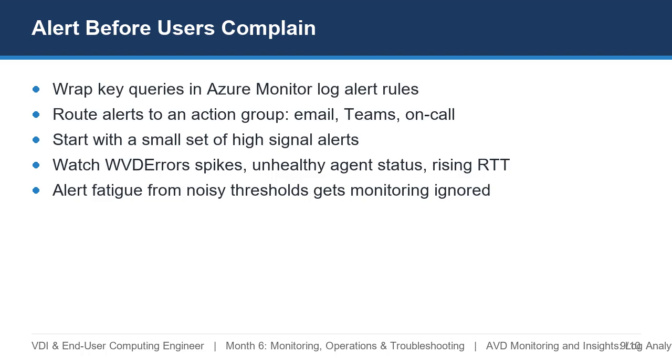A dashboard you have to remember to open won't catch a 2 a.m. problem. Wrap your highest value queries in Azure Monitor Log Alert rules, routed to an action group that emails, posts to Teams, or pages your on-call engineer. Start small: a spike in admin-actionable WVD errors, any session host reporting unhealthy agent status for more than a few minutes, and a sustained rise in round trip time are enough to start. Too many noisy alerts is how monitoring gets ignored a few weeks after go-live.